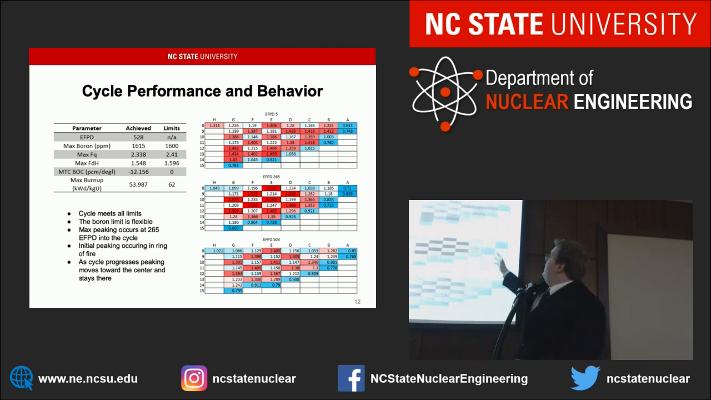And as you can see, in the beginning of the cycle, the power was concentrated primarily in the ring of fire, where we would expect it to be. And then as the cycle progressed, this is a plot of our F delta H, kind of showing a map of the core power. It centralized to the checkerboard region and stayed there for the remainder of the cycle.